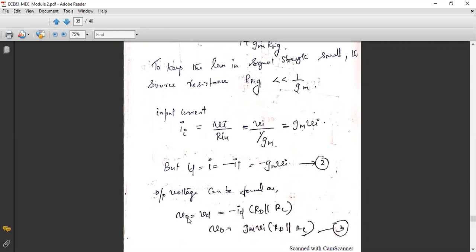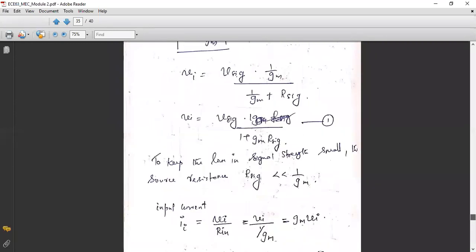Now you will write the equation for output voltage. From which terminal are you taking the output? You are taking the output from the drain. So Vo is written as Vd. Why have you written Vo equal to Vd? Because you have taken the output from the drain. So Vo is equal to Vd, and voltage is equal to current into resistance. Current is flowing from drain to source, so you have to put a minus here. So minus Id into the overall resistance appearing at the drain.